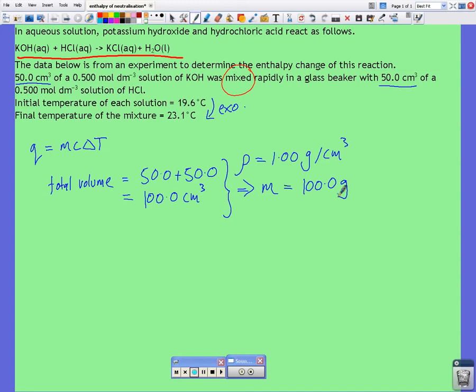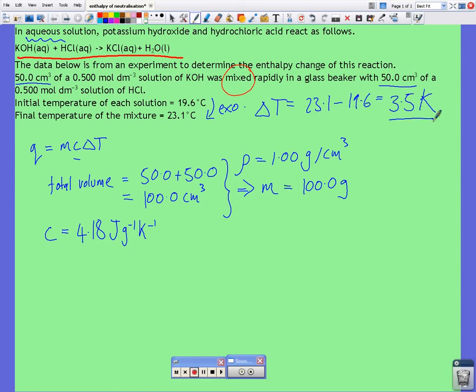Remember, most of the solution is in fact water. They're aqueous solutions, so there's no problem with making those assumptions. We can also assume that the specific heat capacity of our solution, c, is the same as water, 4.18 joules per gram per Kelvin. And the temperature change, well, we've got that over here. Change in temperature is equal to 23.1 subtract 19.6, which gives us 3.5 Kelvin.